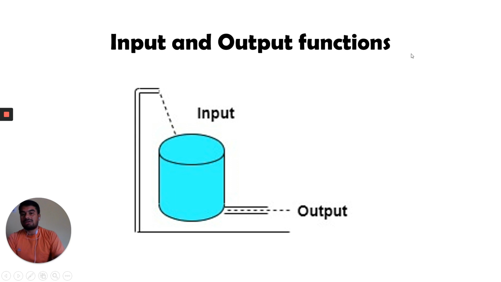Now we'll discuss what is input and output. You can see a tap over here. Water is falling inside a tank. When it falls from the tap, this is the input to the tank. When water fills the tank, if I make it flow out of the tank, then it will be the output. Okay, let us learn it.